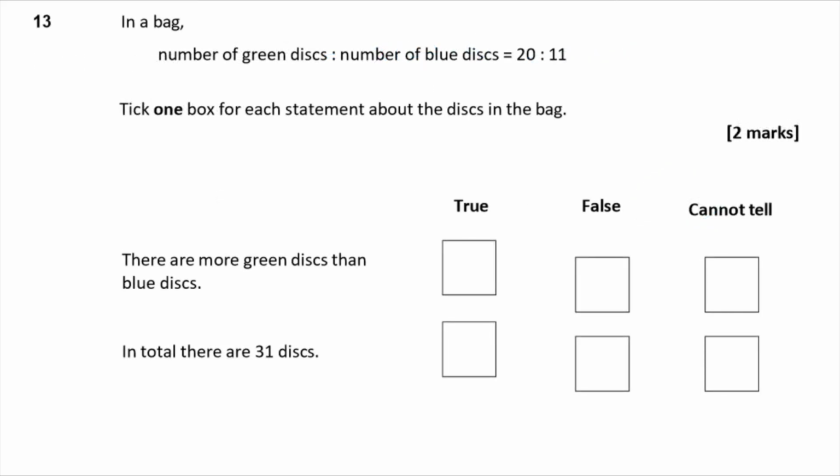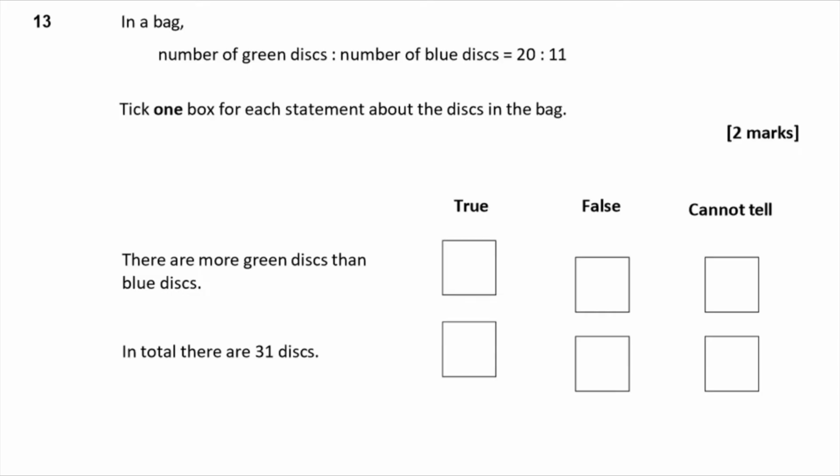Question 13. In a bag, the number of green discs to the number of blue discs is in a ratio of 20 to 11. Tick one box for each statement about the discs in the bag. Is it true, false, or you cannot tell for these two statements? There are more green discs than blue discs. Is that true? Is that false? Can you not tell? Okay.